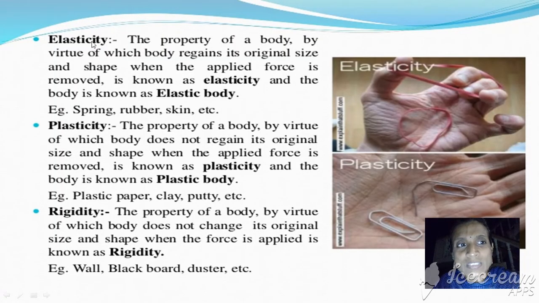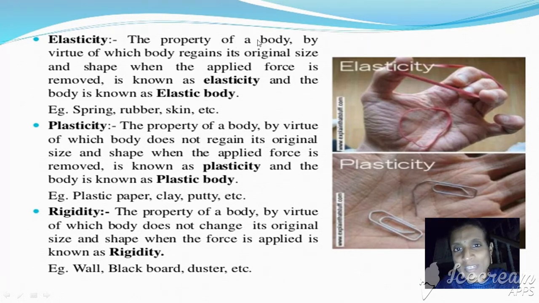Now, what is meant by elasticity? Here is an example of elasticity. We have a rubber. If we elongate the rubber, deformation means change in shape. If you remove the force, then the rubber gets its original shape. Regaining the original shape after the force is removed is called elastic nature. So this is a temporary nature.